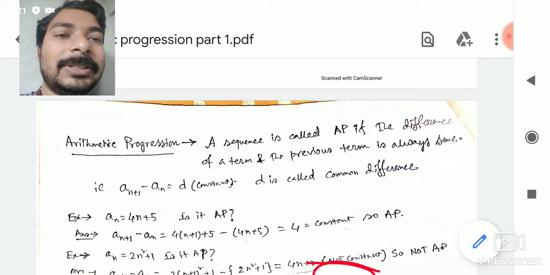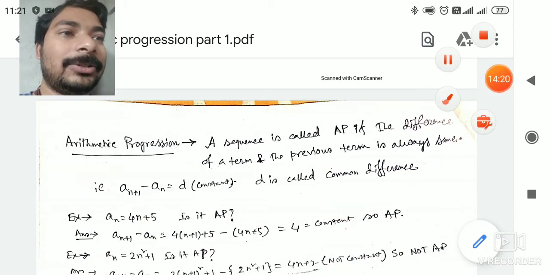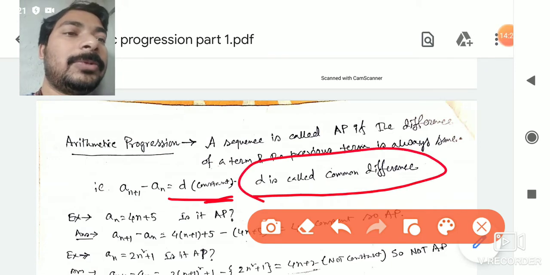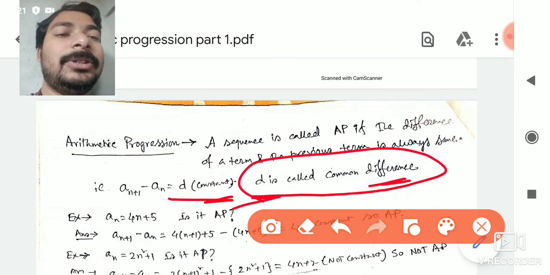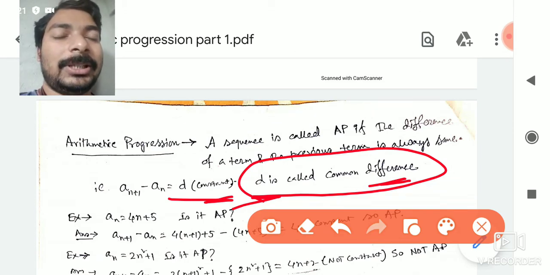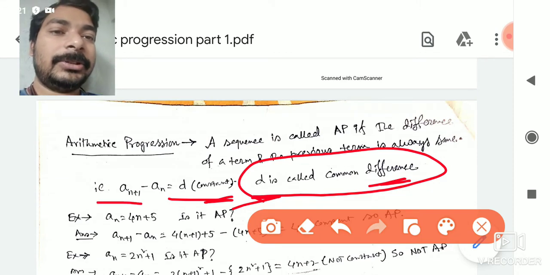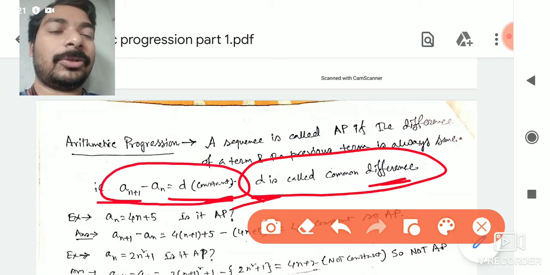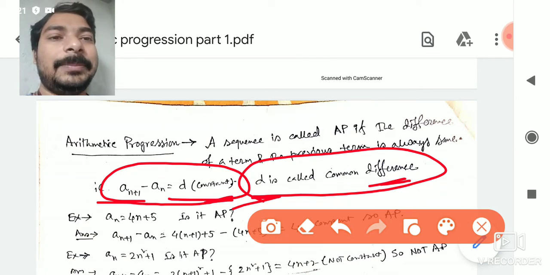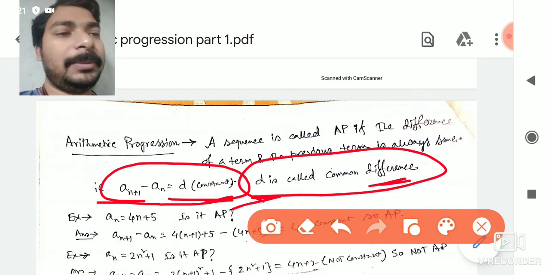If the difference is constant and that constant is taken as d, it is called the common difference. From difference, I have taken d, for simplicity. Also in many books, they use d. So if the difference between a term and its previous term is constant, then it is an arithmetic progression. Now, constant means what? It must be independent of n. There is no term of n. It should be a pure constant.